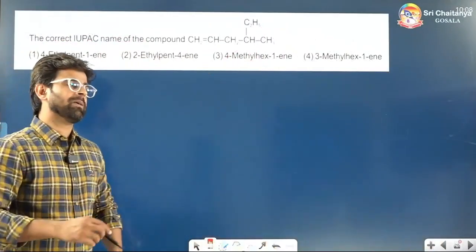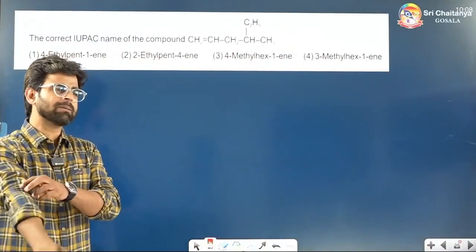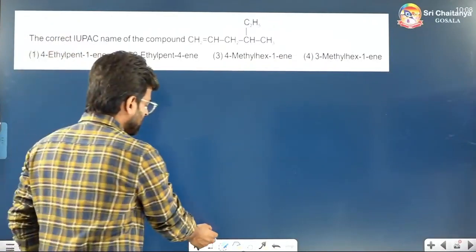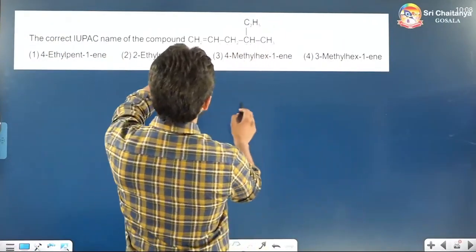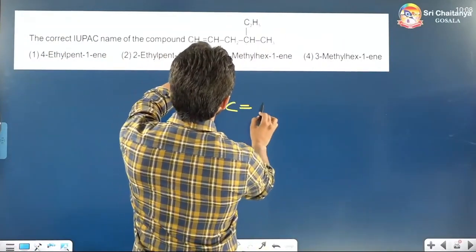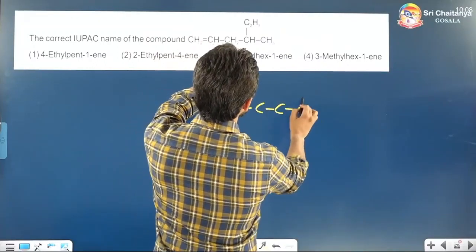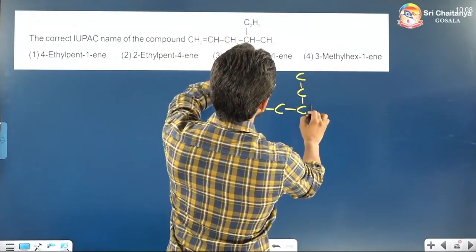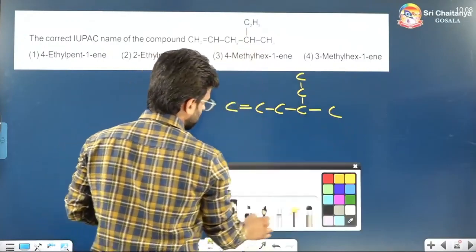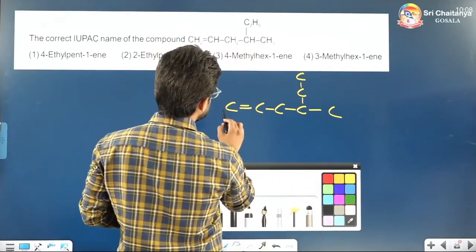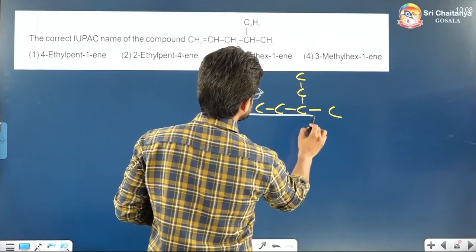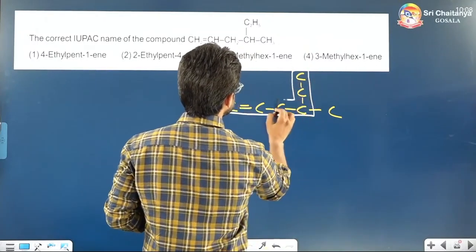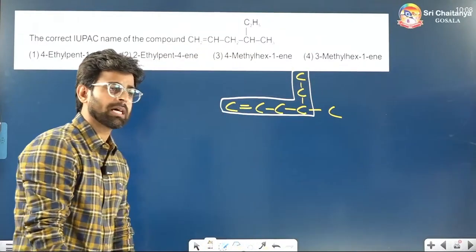Okay, write the name of this compound carefully. Give me the name of this compound carefully. If you write this carefully, what is it? C double bond C here, this is C. This has 2 carbons upside, ethyl, here C. Now, what is my main chain? Can our main chain be this one? Because it has more carbons. It has more carbons, right?